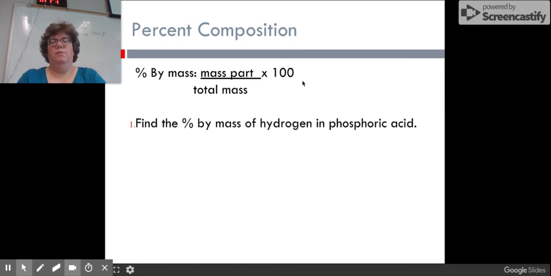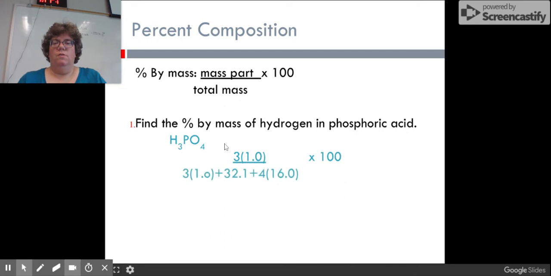So, a quick example: find the percent by mass of hydrogen in phosphoric acid. The chemical formula for phosphoric acid is H3PO4. So, there are 3 hydrogens, 1 phosphorus, 4 oxygens. We need to find the percent mass of hydrogen. The first thing that we need to do, this is written out kind of weird, but I'll try to explain it as we go.